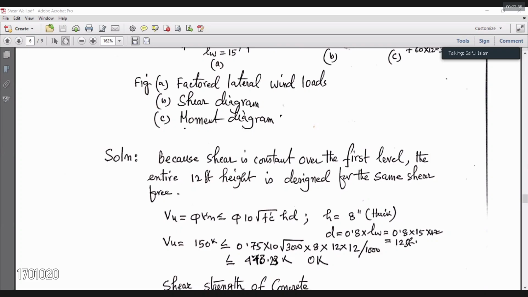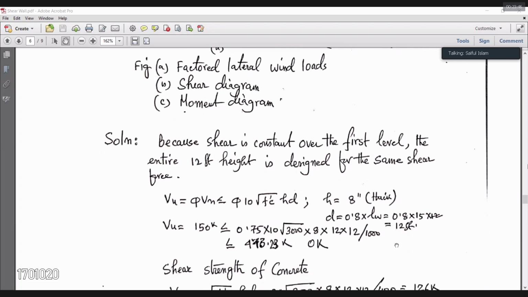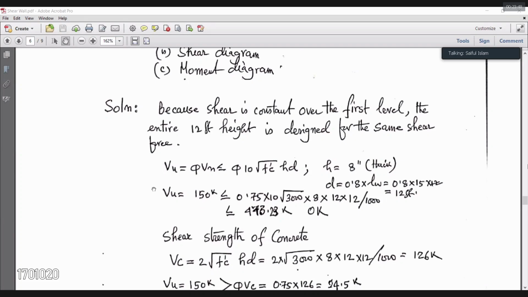Vu should be less than or equal to φVn, and φVn is φ10√f'c times hd. You put the values. A is 18, d take 80% of lw, it is 12 feet. So here Vu is equal to our 150 kip. Against this is the capacity, the nominal strength φVn. If you multiply by φ, it becomes 473 kip. So that 150 kip is very much less than this.